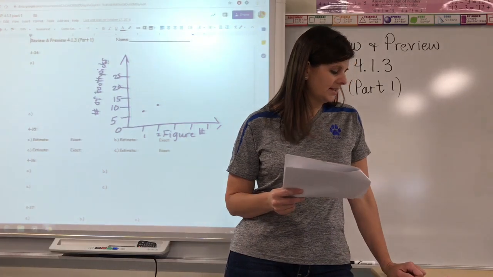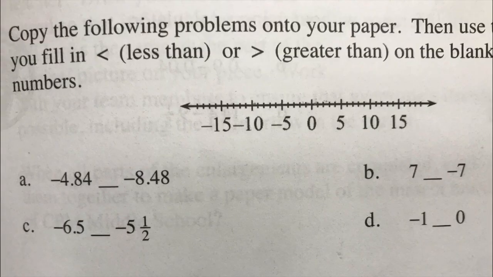On question 38, it says to copy the following problems onto your paper, then use the number line to help you fill in with less than or greater than on the blank. My guess would be that at least for 2 of these, you should probably easily be able to do without thinking of that number line. It's possible that for a couple of them, you may have to look a little bit closer.